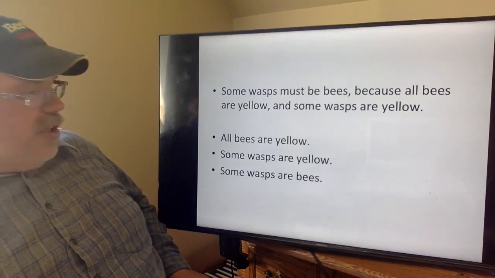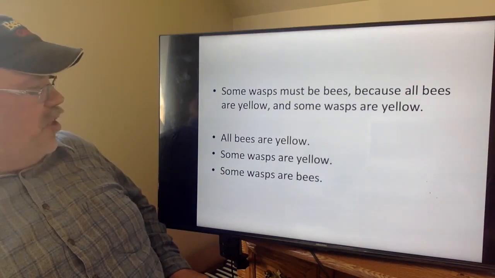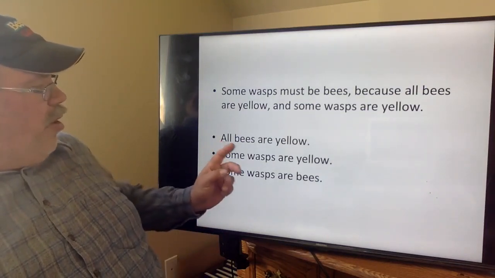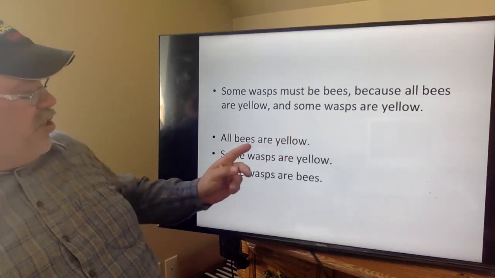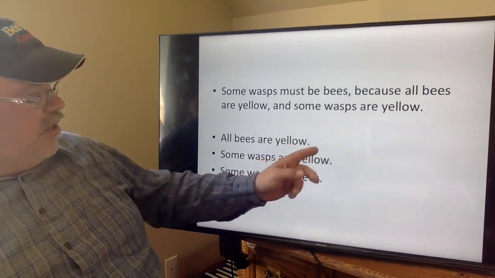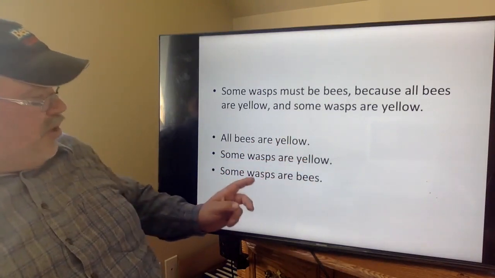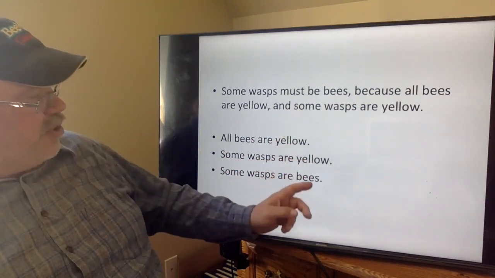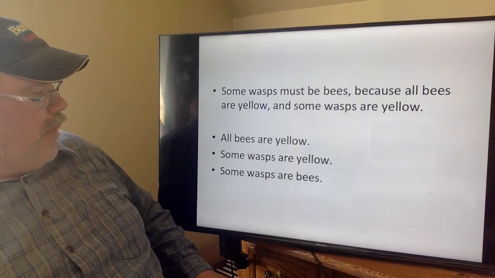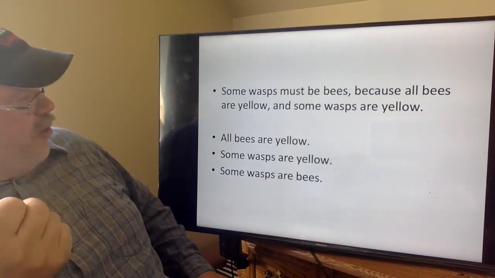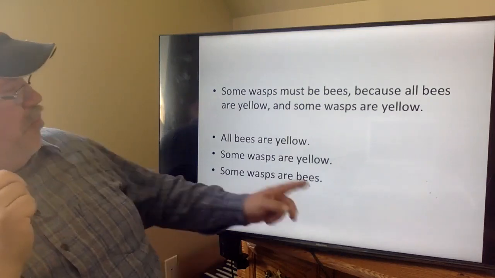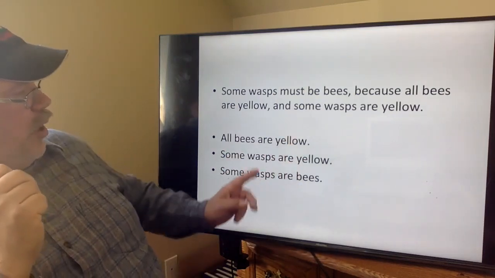Now, once we know the statement forms, we know the distributions. It would be all bees distributed are yellow undistributed. Some wasps undistributed are yellow undistributed. Some wasps undistributed are bees undistributed. And then we check our rules. Do we have three terms each occurring twice? Bees twice, yellow twice, wasp twice.